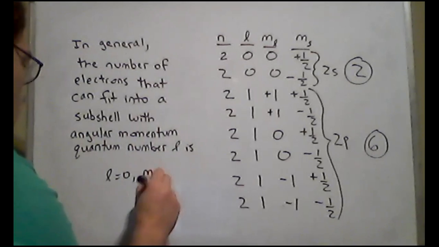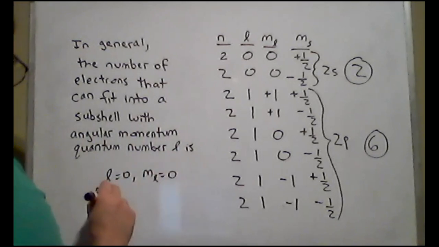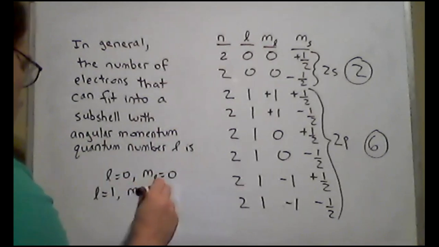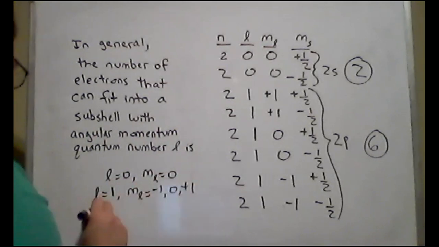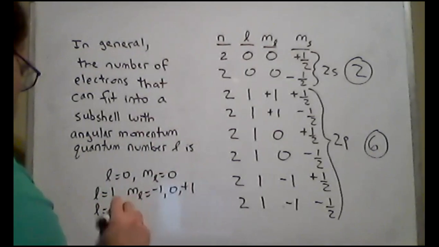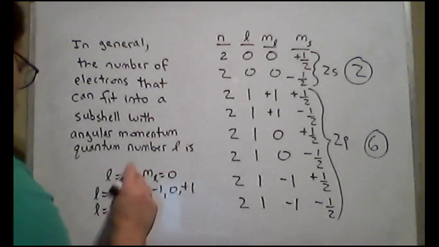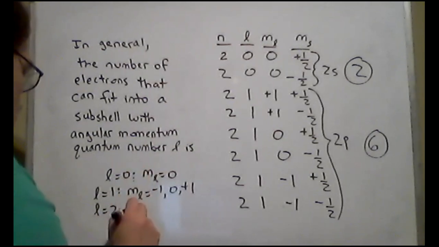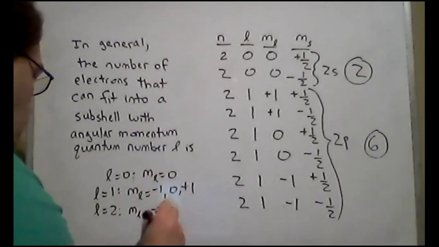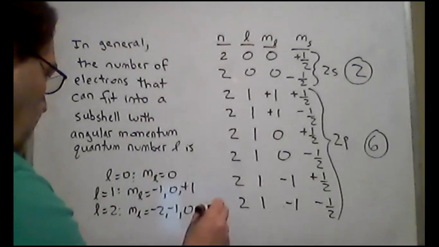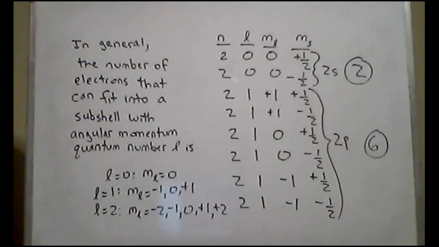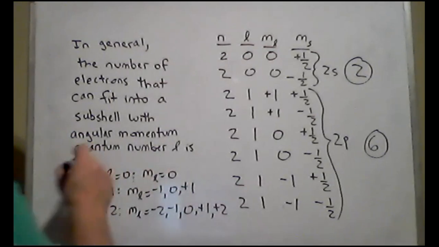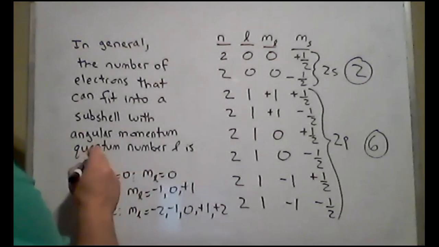then m sub L can only equal 0. If I have L equals 1, m sub L can equal -1, 0, or +1. If I have L equals 2, m sub L can equal -2, -1, 0, +1, +2. If you look at it carefully, the number that can fit, the number with the subshell designation in this particular order, would be 2L plus 1.